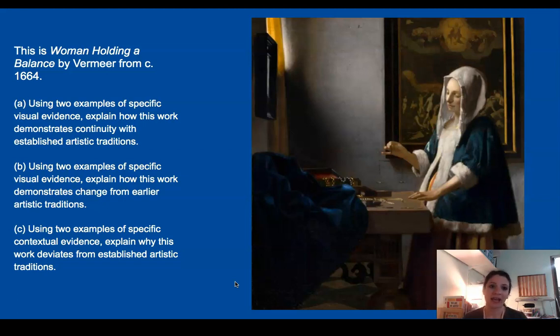So I actually added this Woman Holding a Balance by Vermeer from about 1664. That was not included on the original question, but that is something I added. But the idea is that you are going to recognize the artwork from our image set, and we'll be able to talk about how it demonstrates continuity and departs from artistic traditions.